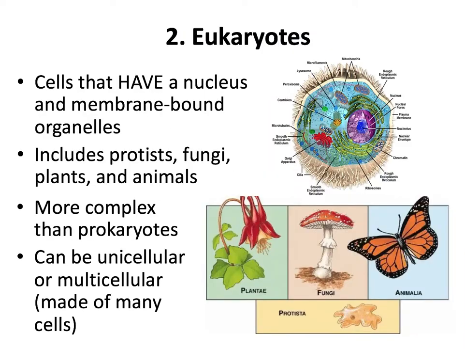The next type is the eukaryotes, and these have a nucleus, and they have lots of organelles that are membrane bound, and they have all their little jobs that they do. Eukaryotes include protists, fungi, plants, and animals, all these kingdoms over here. They are more complex, and they can be multicellular like we are, or they could be unicellular like an amoeba in pond water.